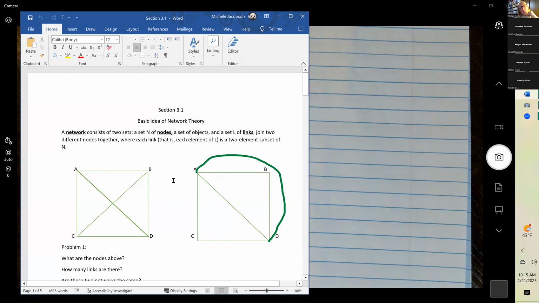So in this problem, there's 4 nodes. The nodes are the letters. The links are the lines that join them. So if you have 2 nodes that have a link between them, they're neighbors. So A is a node, AB is a link to B. AD is a link to D. So when they're talking about a link, they'll put the 2 values with it, AB, but if it's just A, then it's a node.